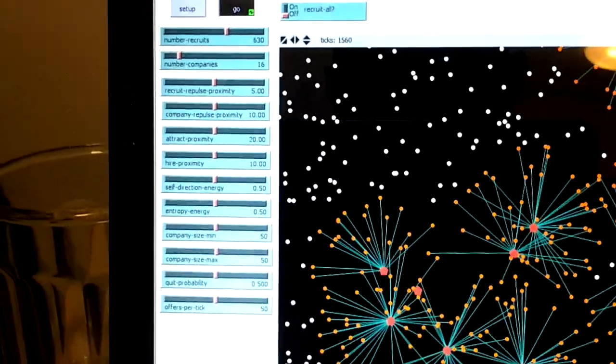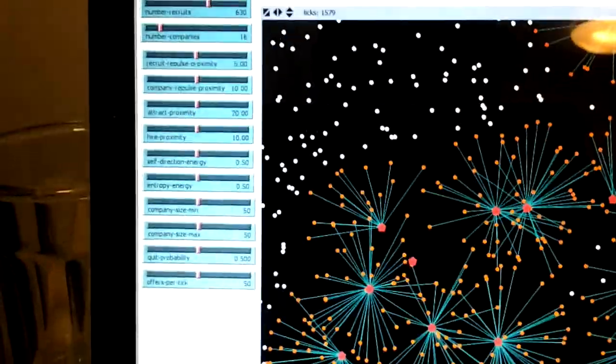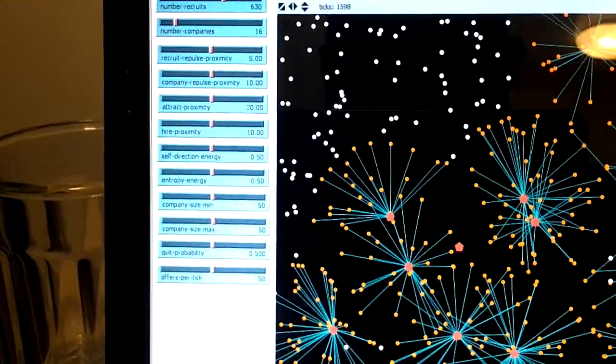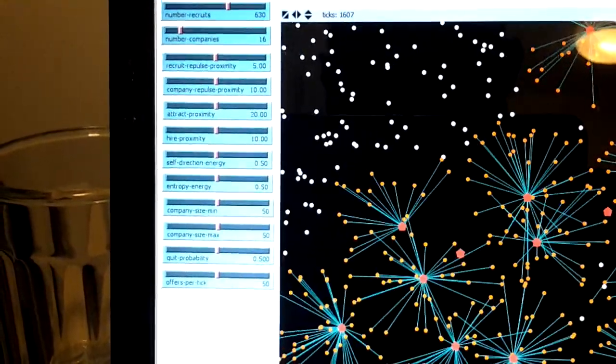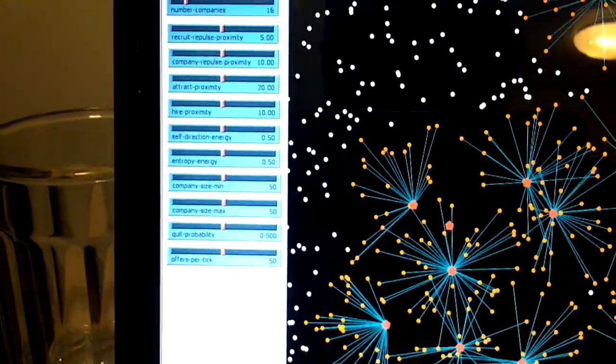Company size min and company size max are sliders that we use to control the random distribution of company sizes. The quit probability is the probability that any given employee will quit their job. And then the offers per tick are the number of offers that a company can make per any time slice.